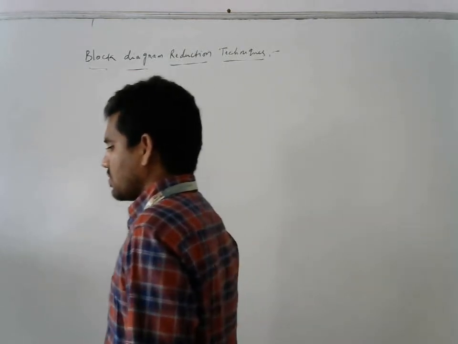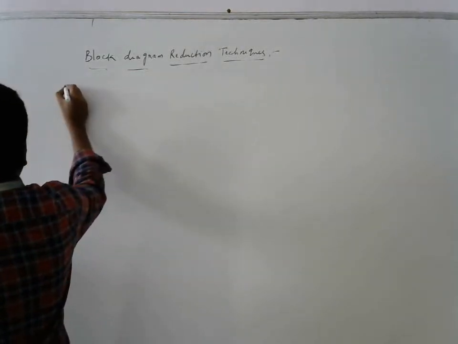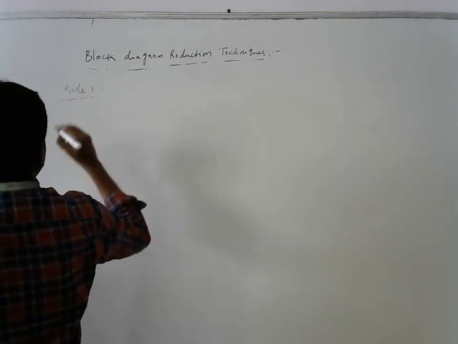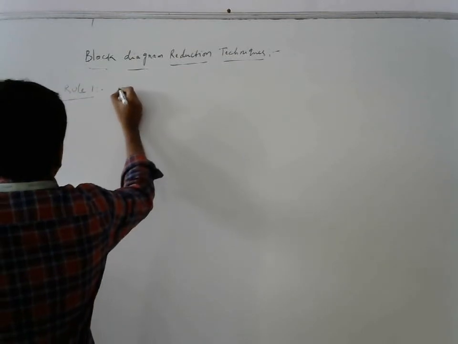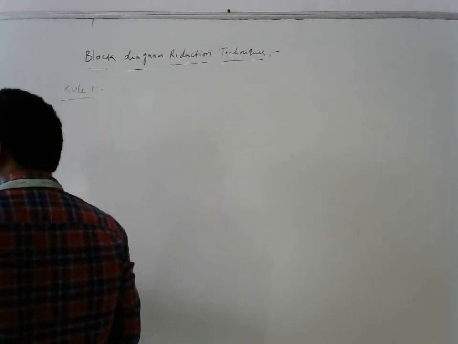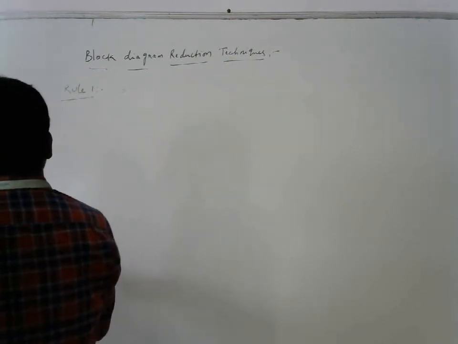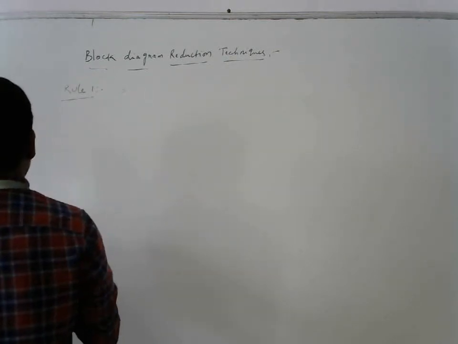The first rule, rule 1, is combining the blocks in cascade connection.